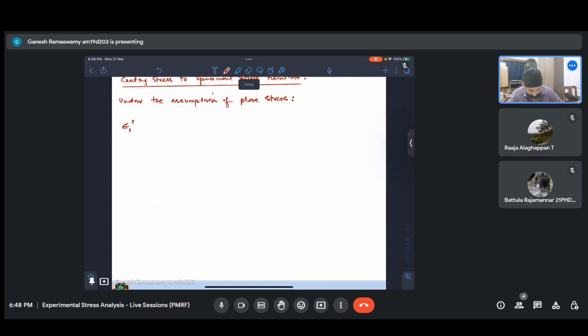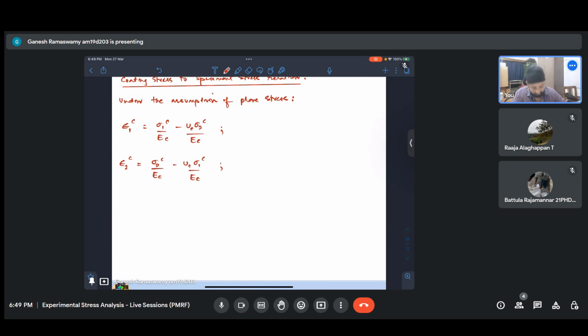epsilon 1c for the coating is nothing but sigma 1c by Ec minus mu c sigma 2c by Ec. Similarly, epsilon 2c is sigma 2c by Ec minus mu c sigma 1c by Ec. So this is for the coating.